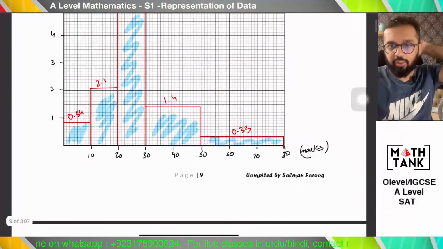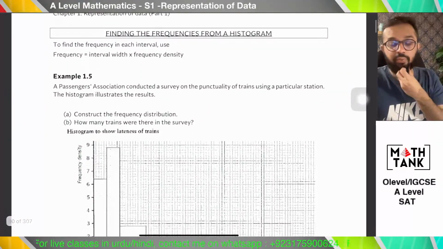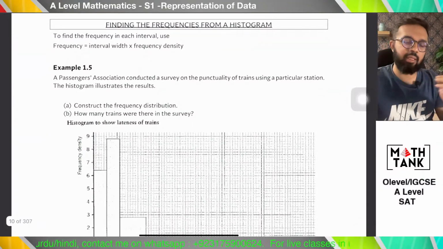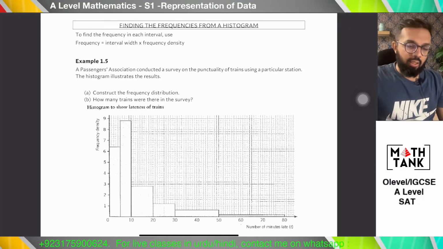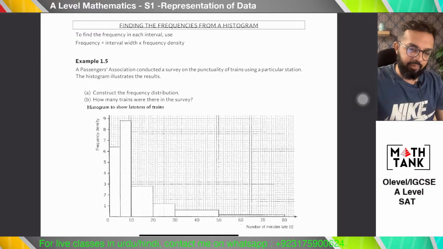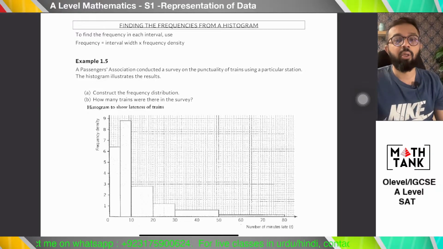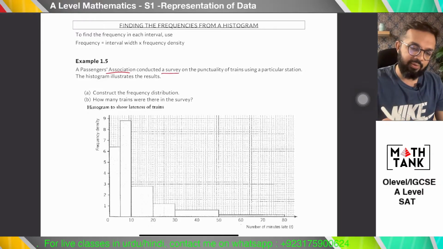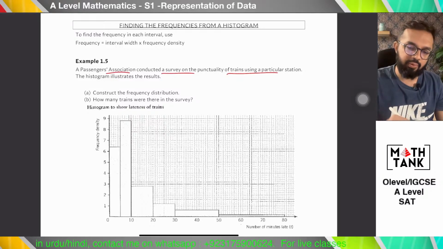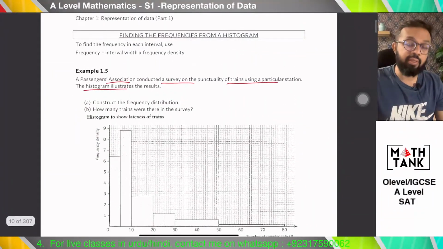Okay, so that was about drawing histograms. I hope this was okay for you. Let's do this as the last question for today and we'll stop there. That is the natural stoppage point for me. Okay, it says finding the frequencies from a histogram. Now, if you notice, the table is already drawn for you. The histogram is already drawn for you. What is the question asking you? It says the Passengers Association conducted a survey on the punctuality of trains using a particular station. The histogram illustrates the result. Construct the frequency distribution.